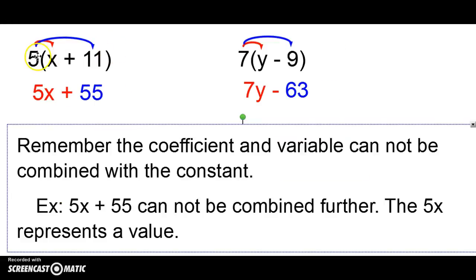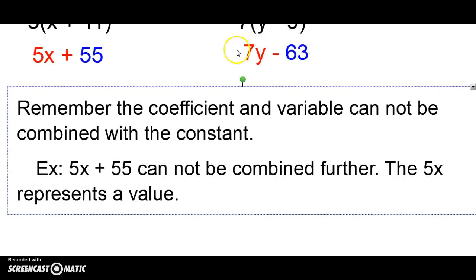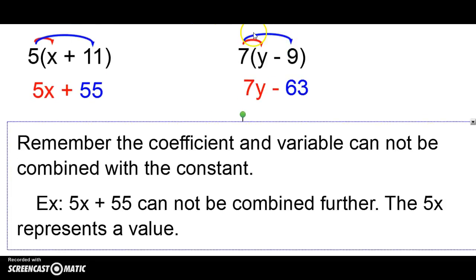All right, so 5 times x is 5x. 5 times 11 is 55, and you cannot combine them any further. They are not like terms. You cannot combine something with a variable and something with a number. Same example here, 7 times y, 7y. 7 times 9, 63, and then subtract. Again, that's as simple as it can get, so you just leave your answer there.